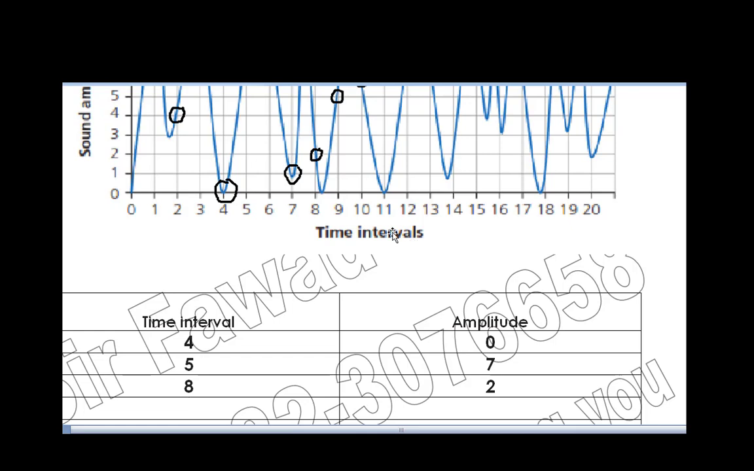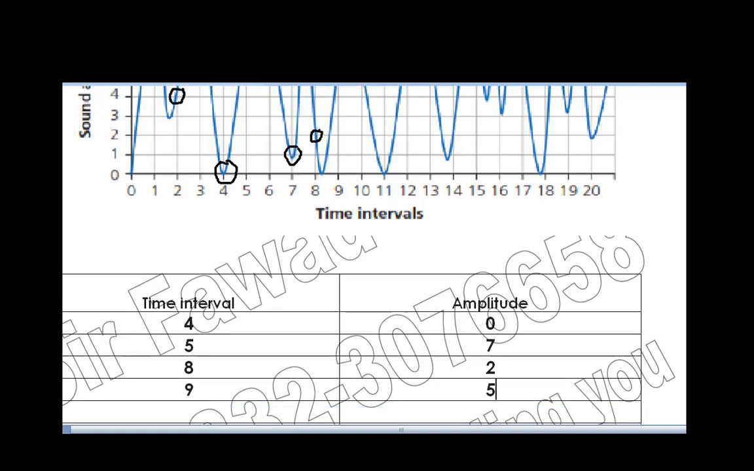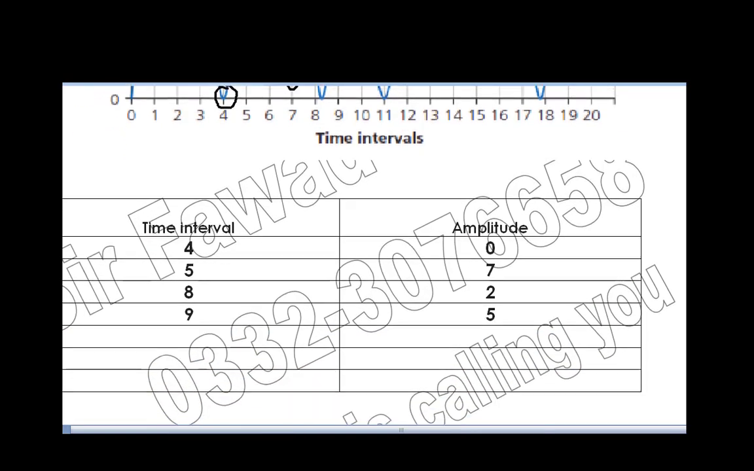Now again, let's consider time interval 9. Time interval 9 is touched at sound amplitude 5. So we type here 5. This is how we can recognize our graph. These are the sample values that I have done for you. Alright, I'm not filling in the entire graph.